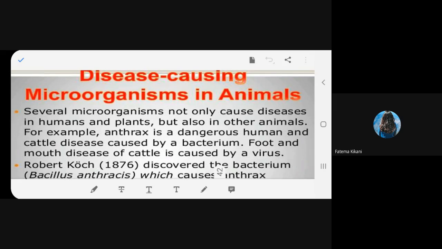Several microorganisms not only cause diseases in humans and plants, but also in other animals. For example, anthrax is a dangerous human and cattle disease caused by a bacterium. Foot and mouth disease of cattle is caused by a virus.